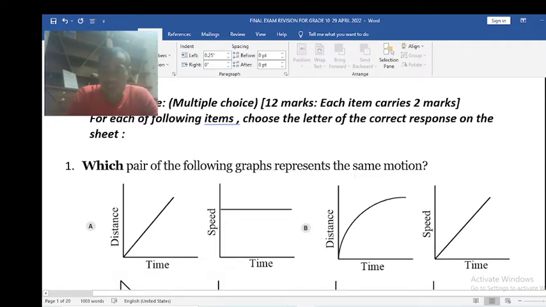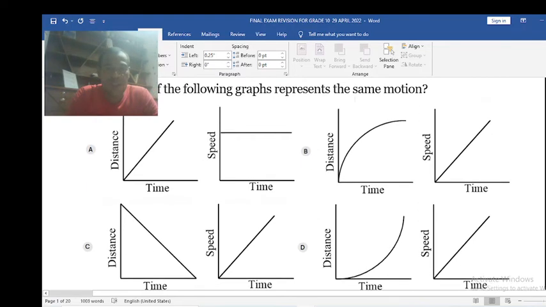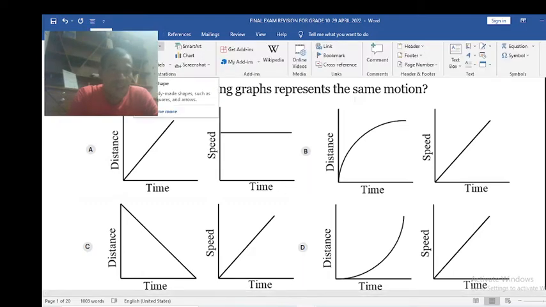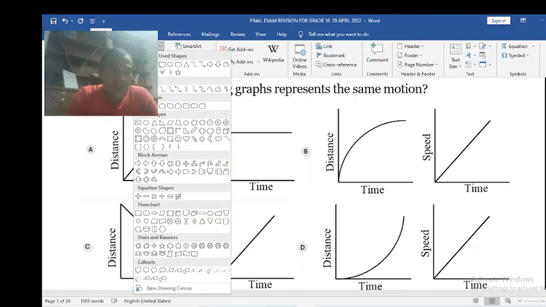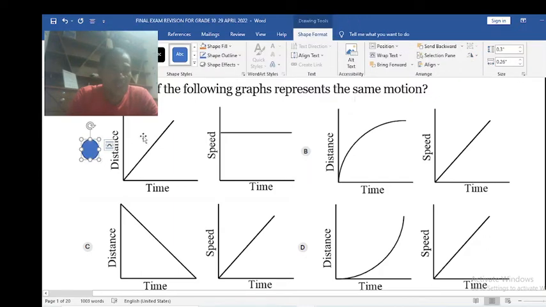The first question is, which pair of the following graphs present the same motion? Is it A or B or C or D? The correct answer is this one. Okay, A is the correct answer. Clear?